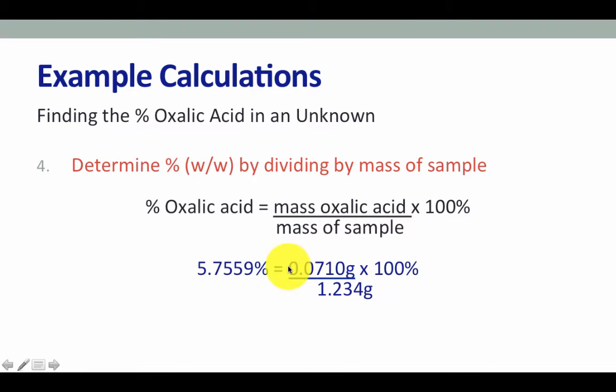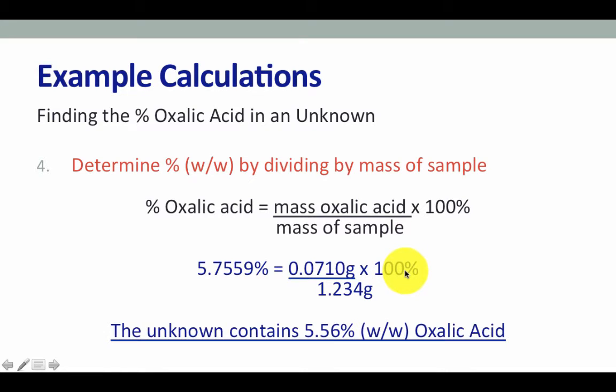So if I take, for example, I had 0.0710 grams of oxalic acid from my titration data, and my initial sample weighed 1.234 grams. I would divide that and multiply by 100, and my final concentration would be 5.56% weight per weight using the correct sig figs.